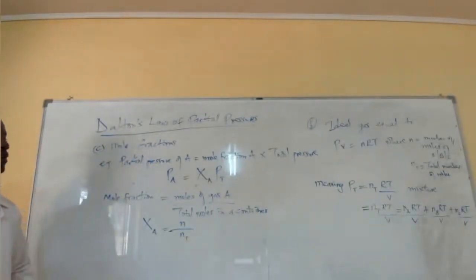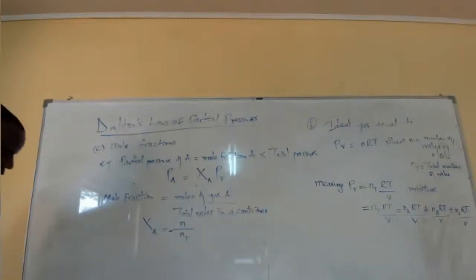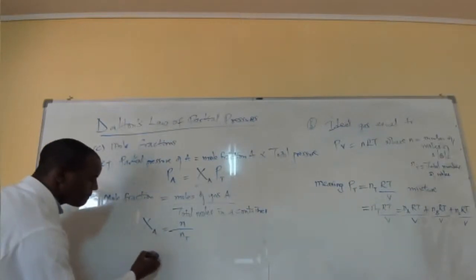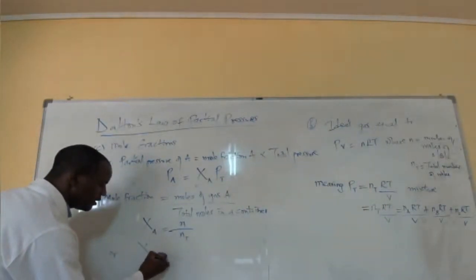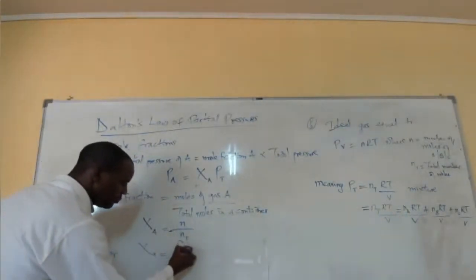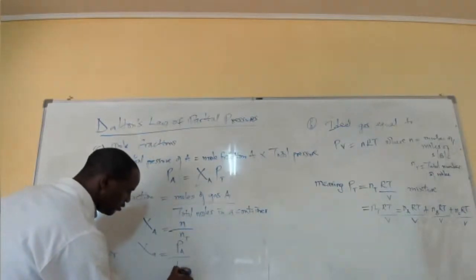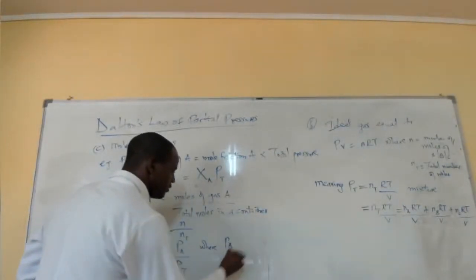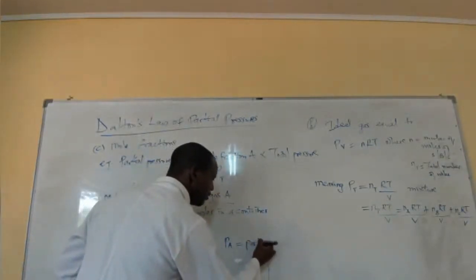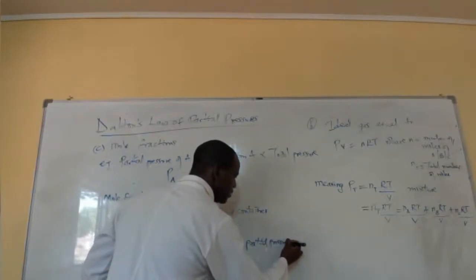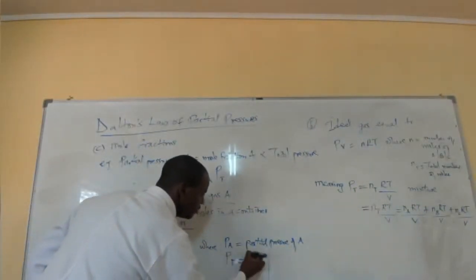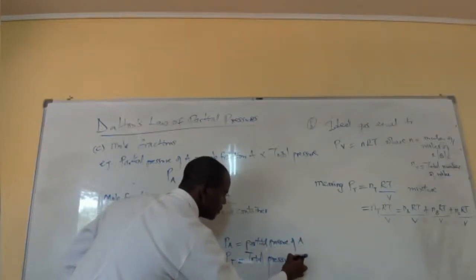Okay? Meaning that for us to calculate the partial pressure, you can say the mole fraction of A is equal to the partial pressure of A over the total pressure, where PA is the partial pressure of A. So PA is equal to the mole fraction of A times the total pressure PT.